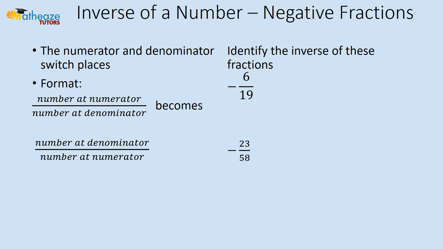For a negative fraction, it's the same thing. Similar idea as we did for negative integers. So your inverse is going to be negative, and then you have your 19 over 6. And similar here, your inverse is going to be your negative, and then you have 58 over 23. So the important thing to note is that your inverse would always carry the same sign as the original number.